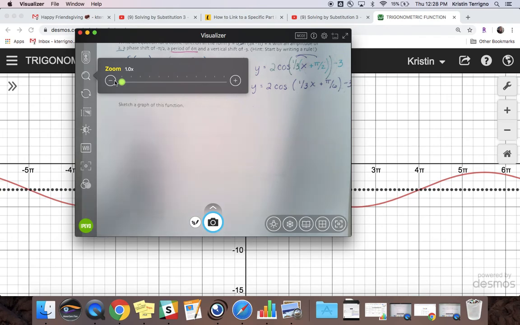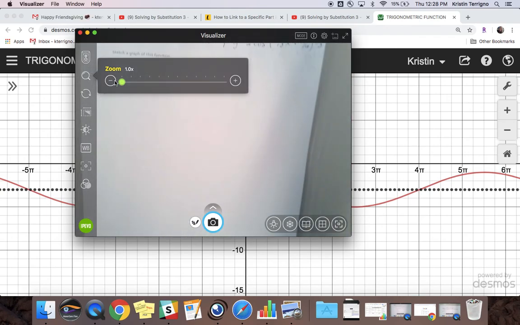Oh, I can't zoom out. Very helpful. I just want to make it so you can see the equation and stuff at the top too.